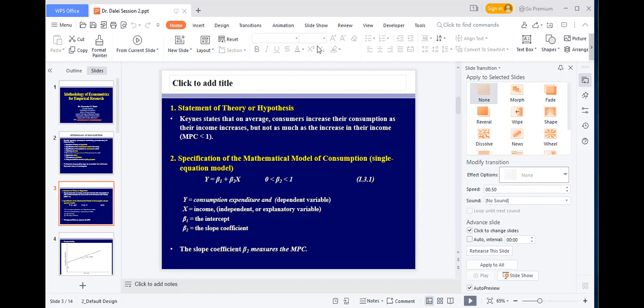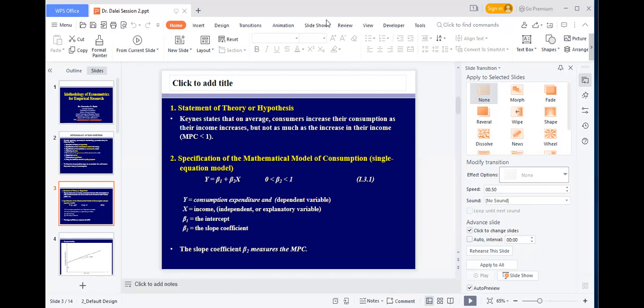I will tell you what MPC is. It is the change in consumption due to change in income, that is, delta C by delta Y. C is the consumption expenditure and Y is the income. So that is your MPC, the marginal propensity to consume, which should always be less than one.